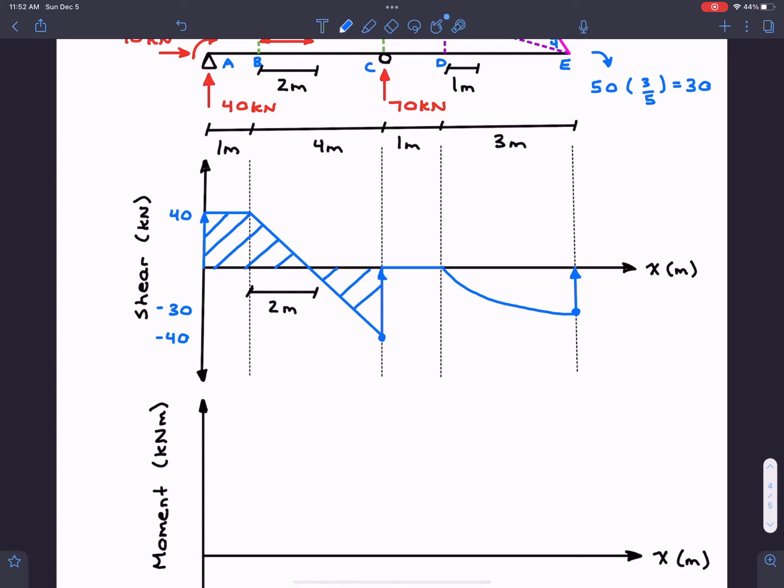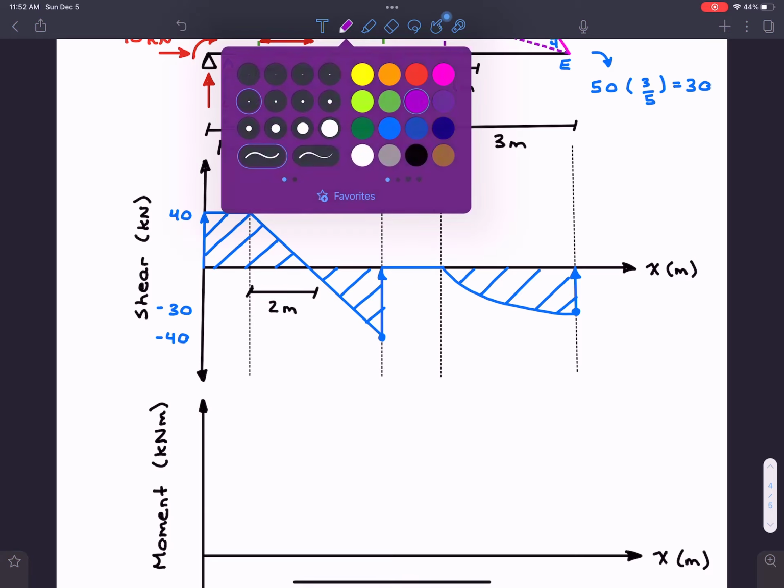Not too bad. I know you guys are already getting bored. No one's watching the video this long. If you're still here, I guess thank you. I'm going to make this a little bit nicer, and we are going to do our bending moment diagram in purple.